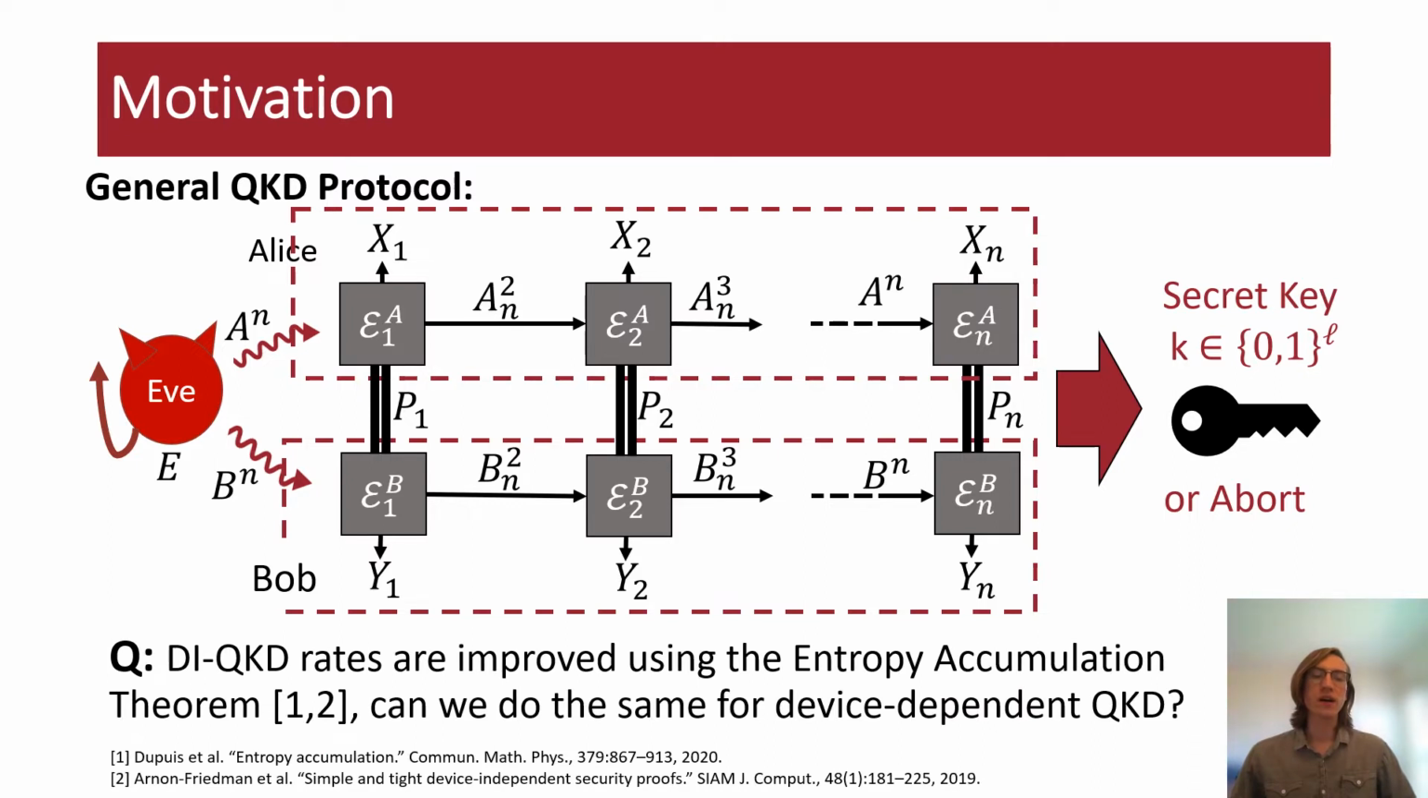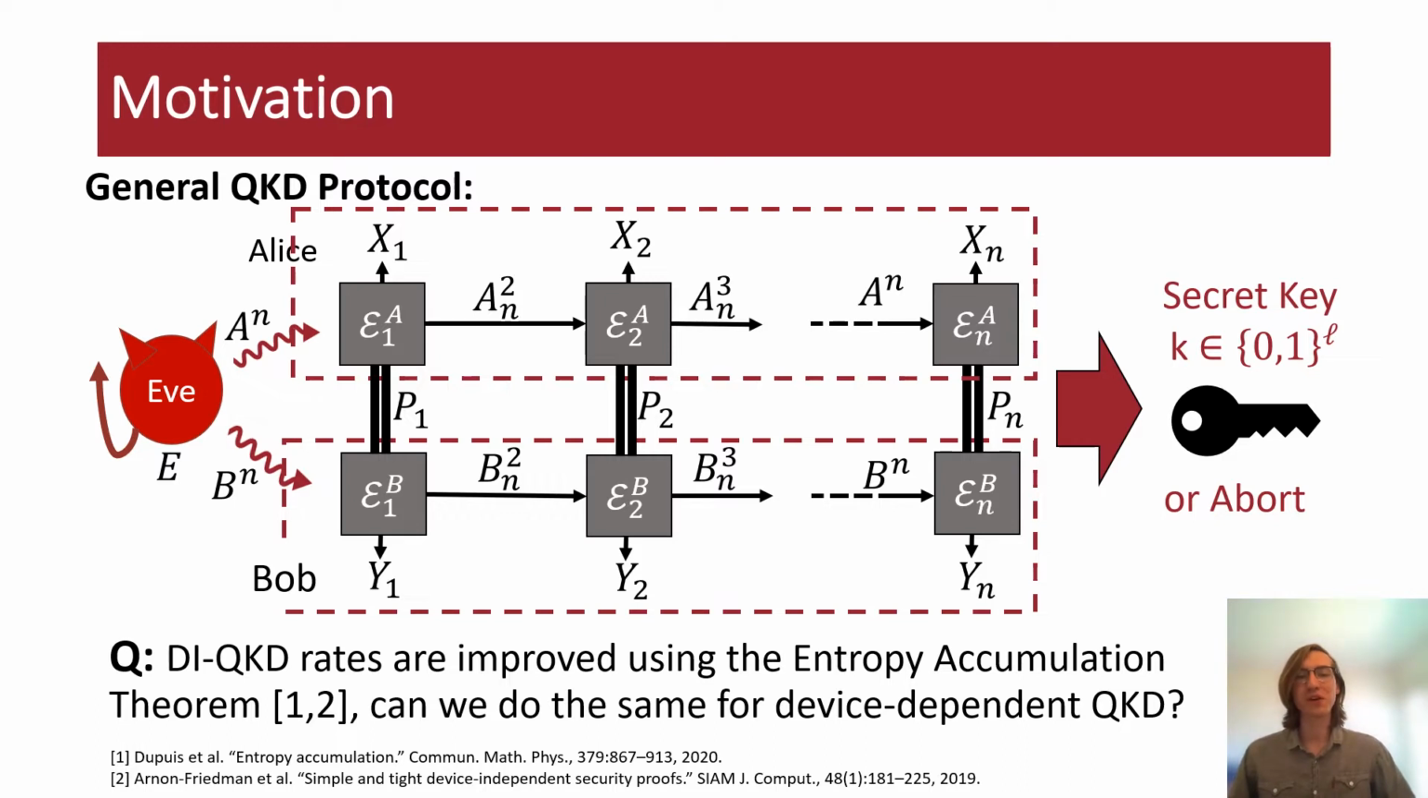And so why this is helpful is we can think of the general QKD protocol up here as being sequential, and the entropy accumulation theorem tells us that if we have a sequential protocol, we accumulate entropy in a certain fashion. And the application of the entropy accumulation theorem has actually significantly improved DI QKD rates recently. So the question is just like, can we do the same for device-dependent QKD? How much of an advantage does this give us? And the answer is yes, we can do it, and actually it's better than the previous best method, as we show. And so that's sort of our big result.